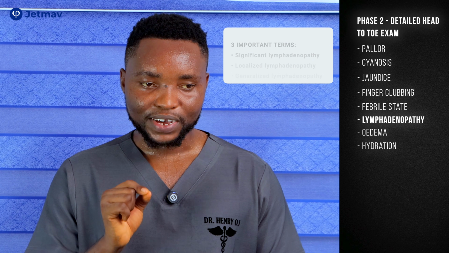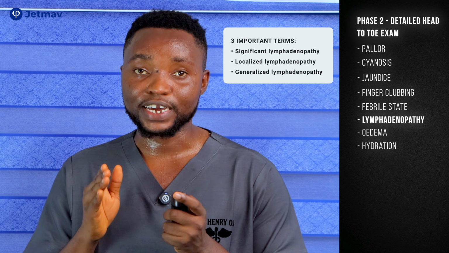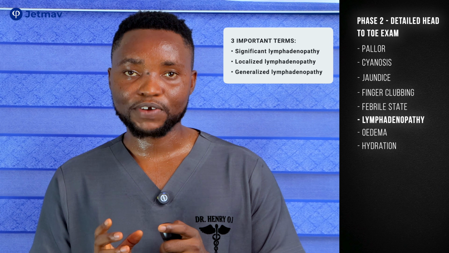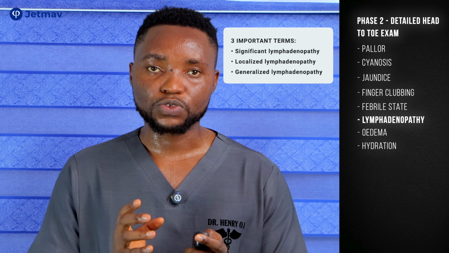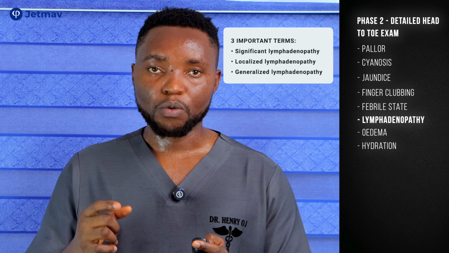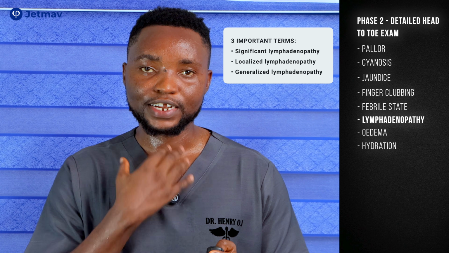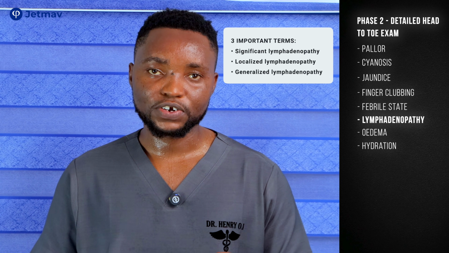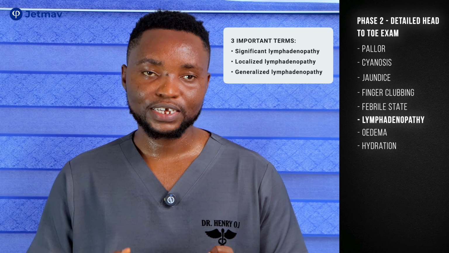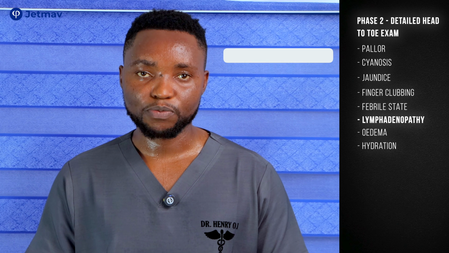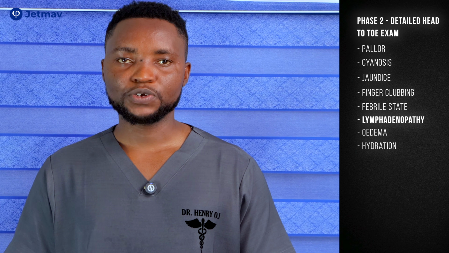Now, when this significant lymphadenopathy occurs in just one area, we'll say it is localized. Then we'll say it is generalized lymphadenopathy if these significant nodes are in two or more non-contiguous areas. For instance, if there is significant lymphadenopathy in the cervical and in the inguinal region, two non-contiguous areas, then we'll say it is generalized lymphadenopathy.